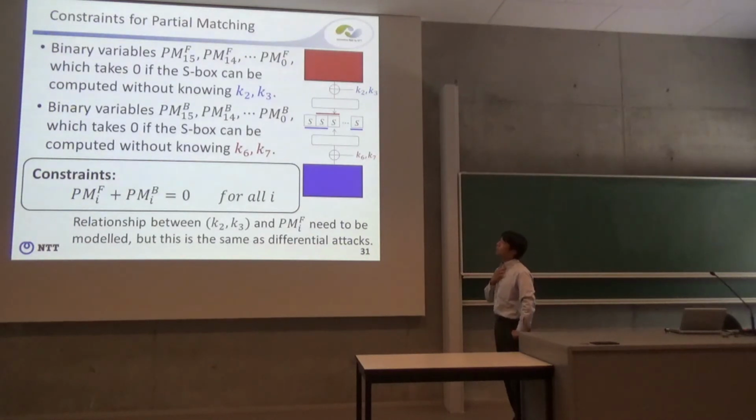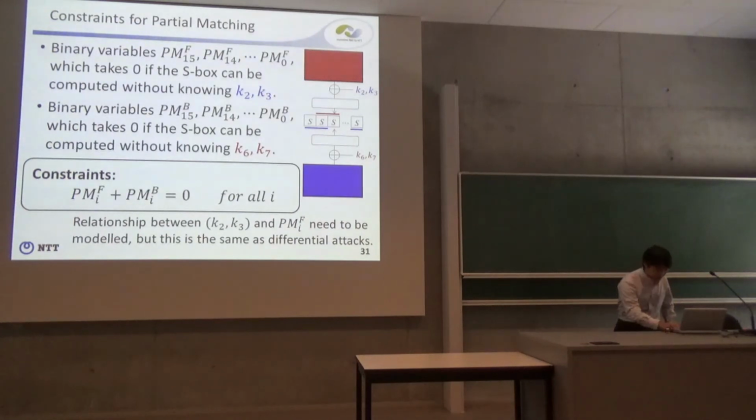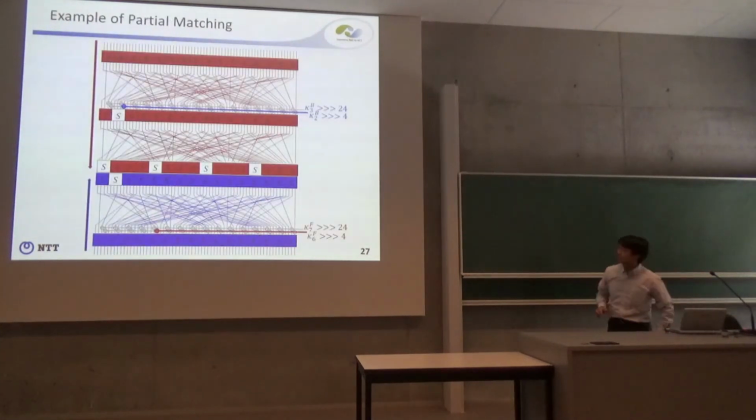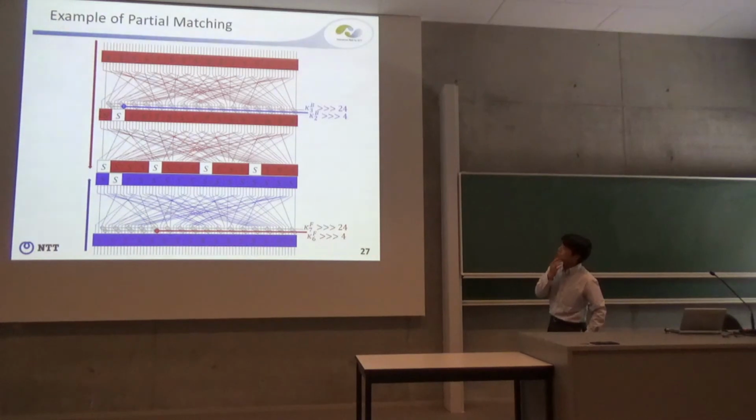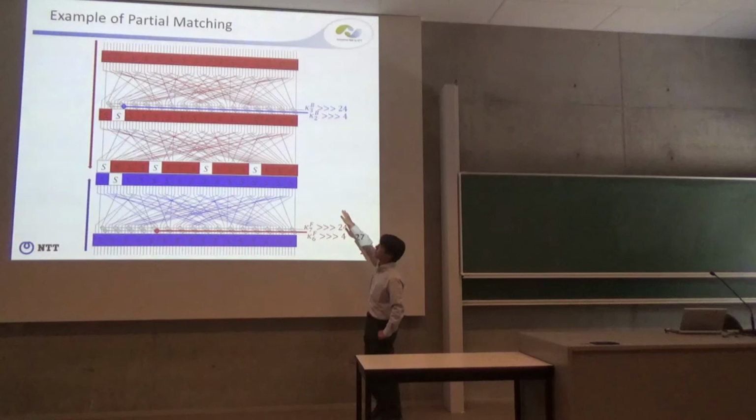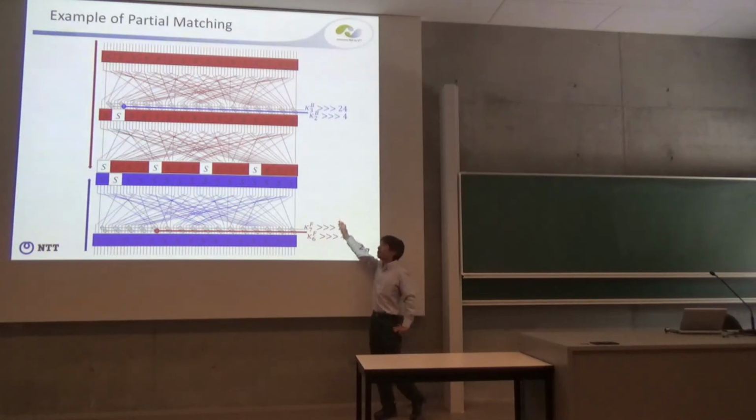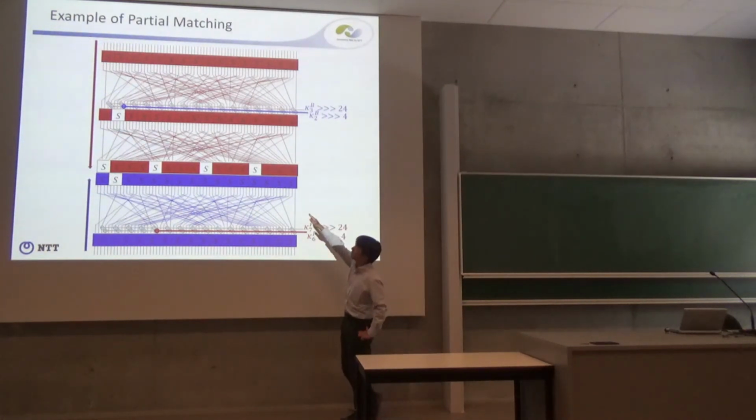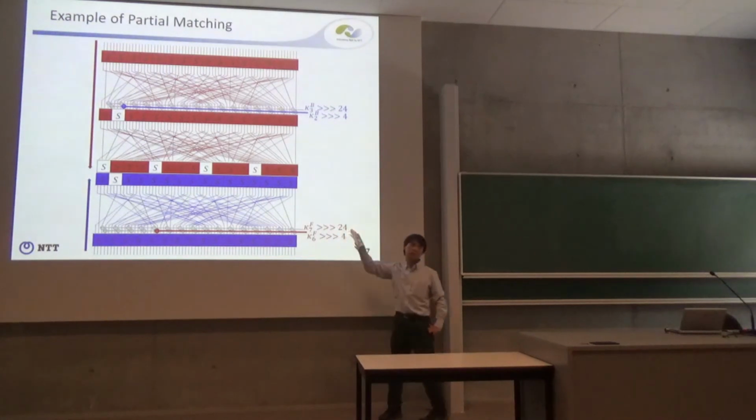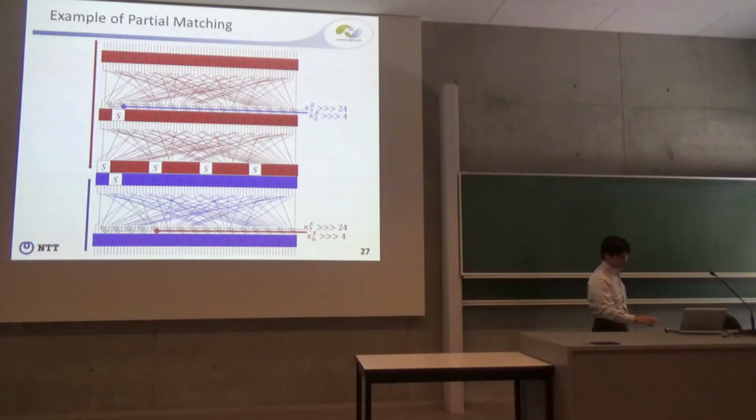And we do the same for backward computation. So again, let's get back to the example here. This is the example of the partial match. For example, the fastest box in the forward computation can be computed without the knowledge of the blue part, so the fastest box takes 0. Or the fastest box can't be computed without knowing the blue part, so it takes 1 in the forward direction. And yeah, we do this kind of analysis.